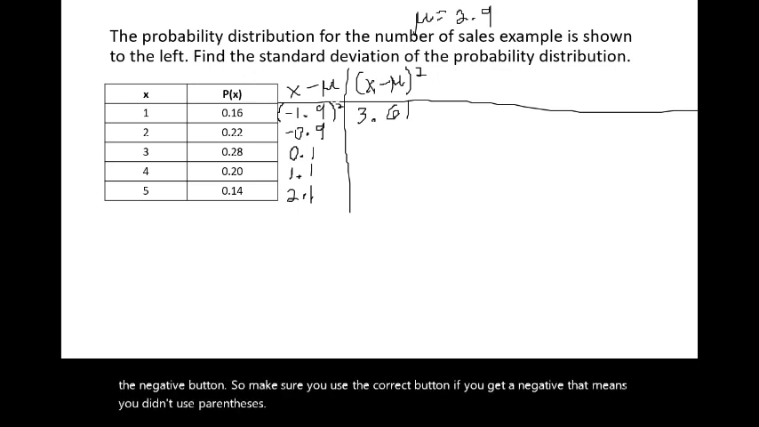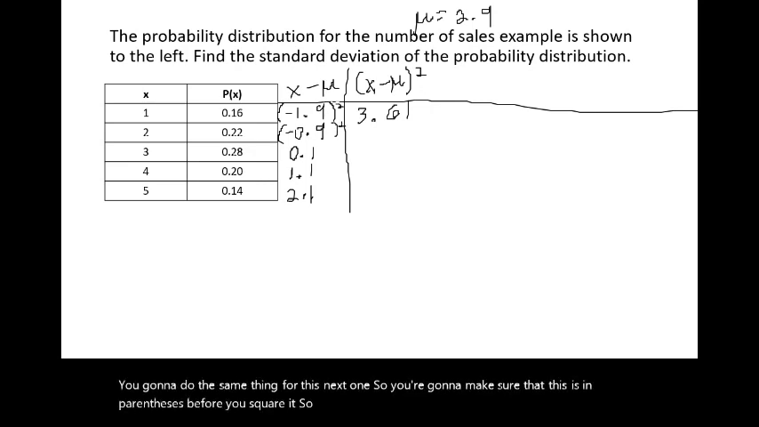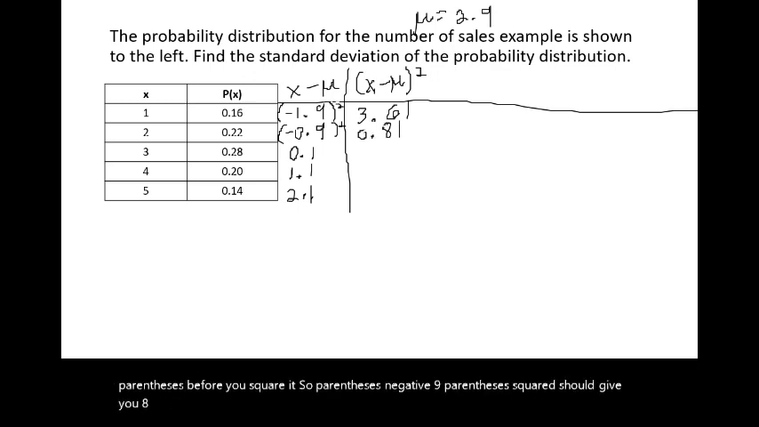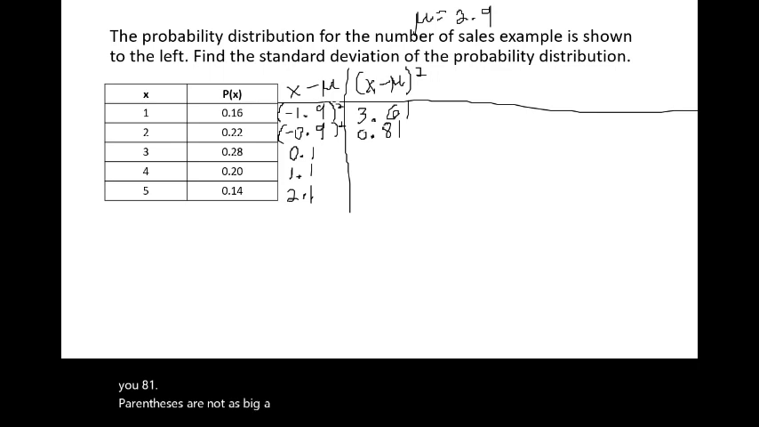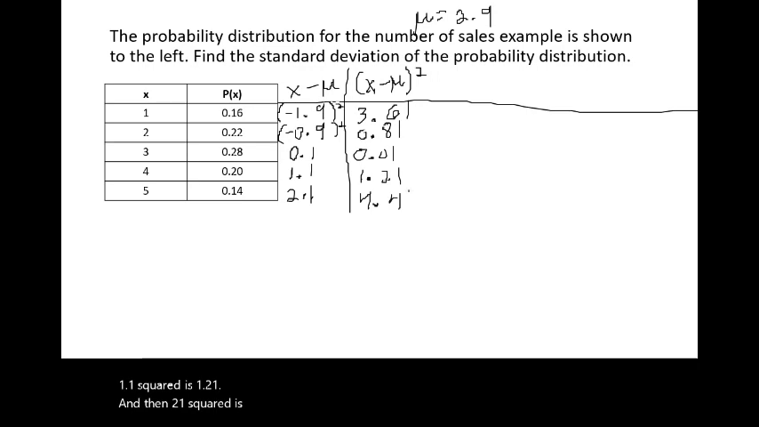You're going to do the same thing for this next one. So you're going to make sure that this is in parentheses before you square it. So parentheses negative 0.9 parentheses squared should give you 0.81. Parentheses are not as big a deal for the positives, although it doesn't hurt. So 0.1 squared is 0.01. 1.1 squared is 1.21. And then 2.1 squared is 4.41.